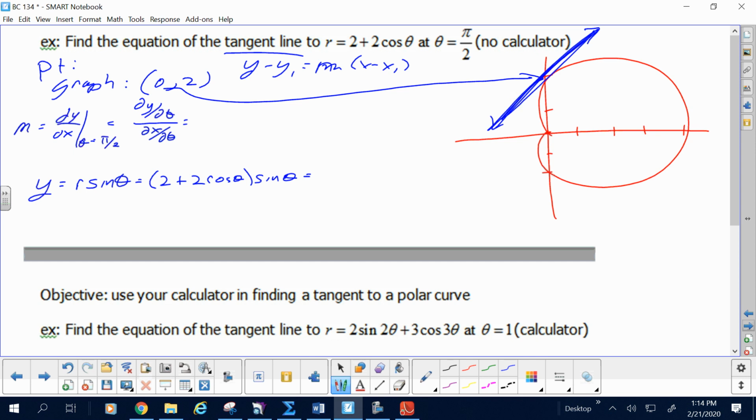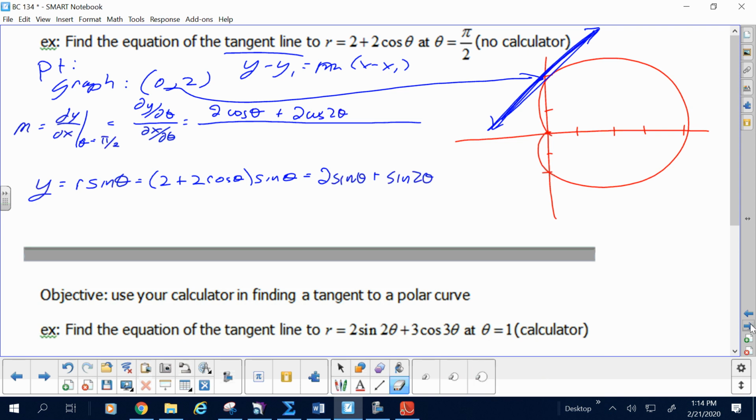And so y in terms of theta is something like 2 sine theta plus, that's the easiest way to look at that, 2 cosine sine. What's maybe the cleaner way to look at 2 cosine sine? Sine of 2 theta, okay? So that's cool. Now we're ready to take the derivative. What's dy d theta? 2 cosine theta plus 2 cosine 2 theta. And we'll evaluate that in a second at pi over 2.